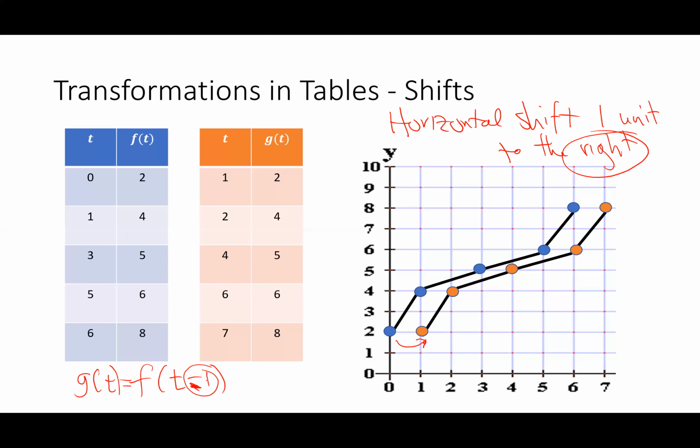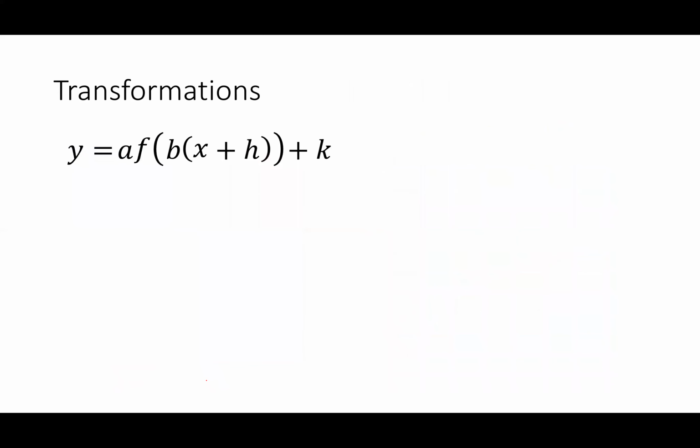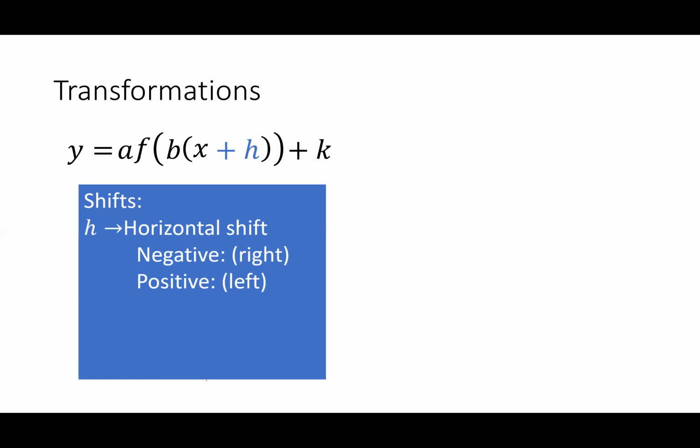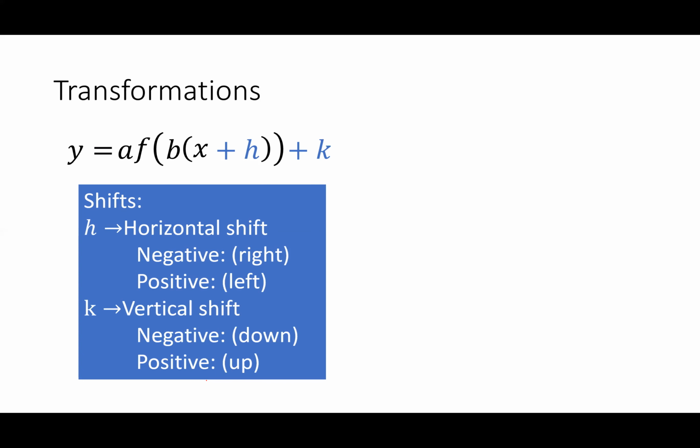Okay. Now, here's the basic notion of all of the different transformations that can be represented. So let's start with shifts. The values in this type of function that give me my shifts, we have h, which gives me my horizontal shift. If h is negative, then I'm going to move to the right. Again, this is counterintuitive. But if h is positive, I'm going to move it to the left. My k value also represents a shift, and that's going to give me a vertical shift. I'm either going to be shifting up or down. If k is negative, I've shifted it down. If k is positive, I've moved it up.